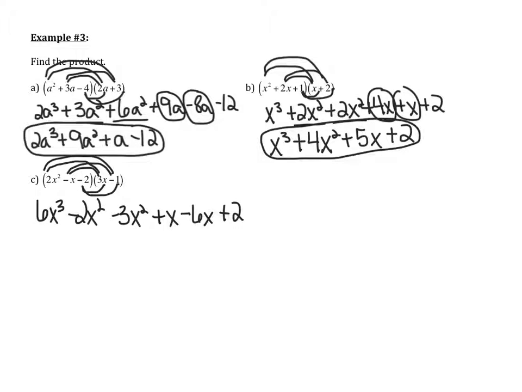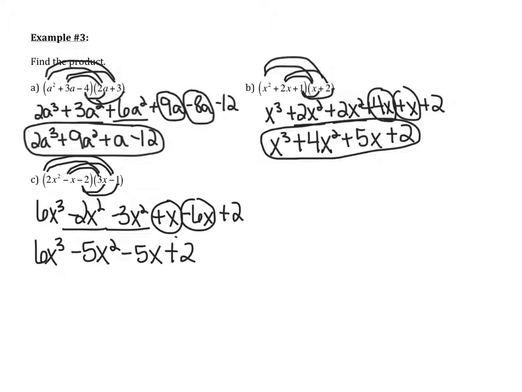And as we did before, just combine like terms. There is no other x cubed term, so 6x cubed stays as it is. Negative 2x squared and negative 3x squared, that would be negative 5x squared. X and negative 6x, that would be negative 5x. And then the only constant term was the plus 2. So there would be the product of 2x squared minus x minus 2 times 3x minus 1. So remember, all you're doing is taking each term in the first parenthesis times each term in the second parenthesis.